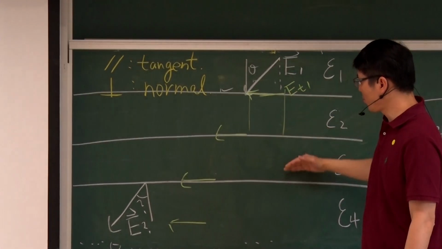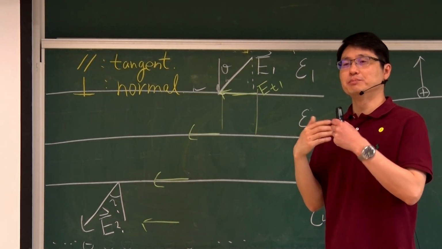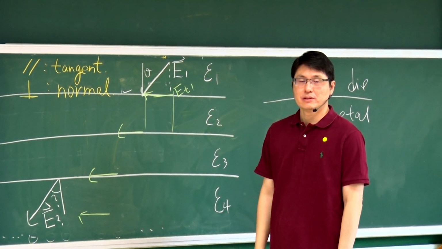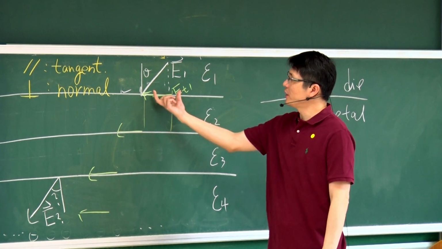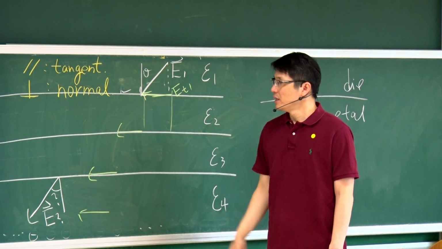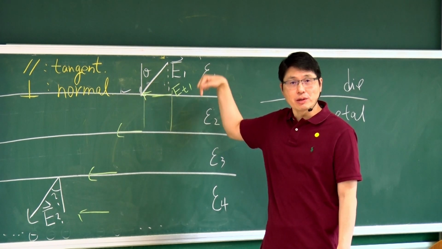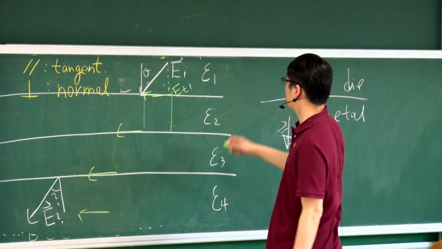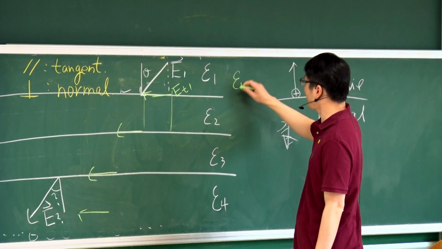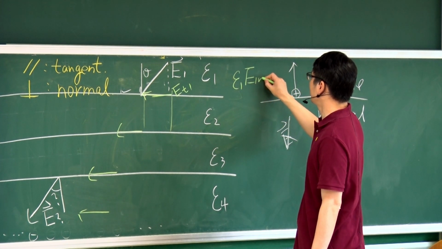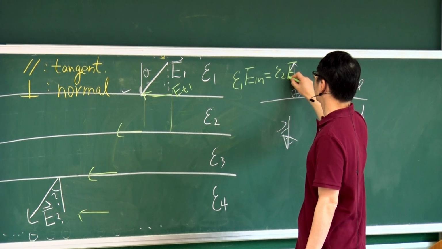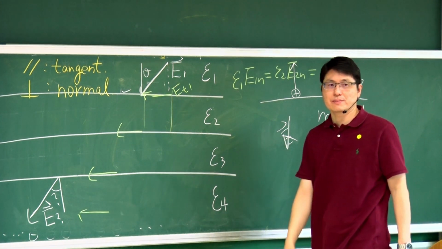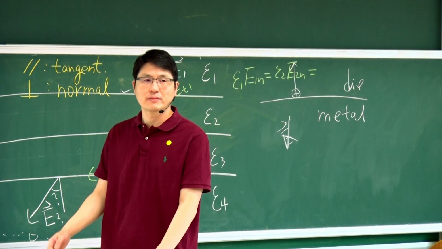We have four different dielectric media forming three interfaces. From the tangential component, we know they are all the same, and we only need to know the normal component. That is directly given by this relationship, right? Epsilon 1 E1n is equal to epsilon 2 E2n, and you can just continue to write down all the equations. You can write three of them.